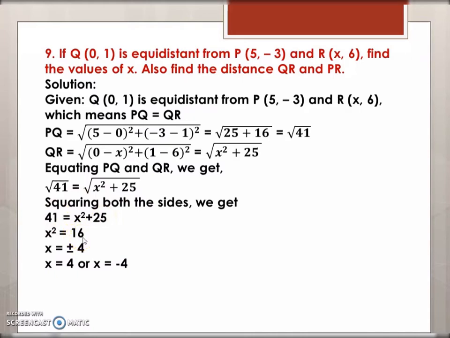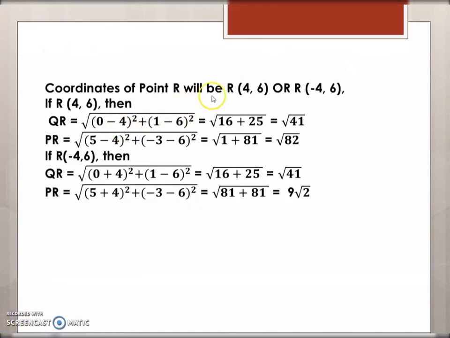And the quadratic will be having two values, that is x square is 16 you are getting, so x can be plus or minus 4 both. And both the values are possible. So after finding the point x, you will be finding the length QR and PR. Now here two sets of coordinates are possible for R: (4, 6) and (-4, 6). So you will take two cases here.